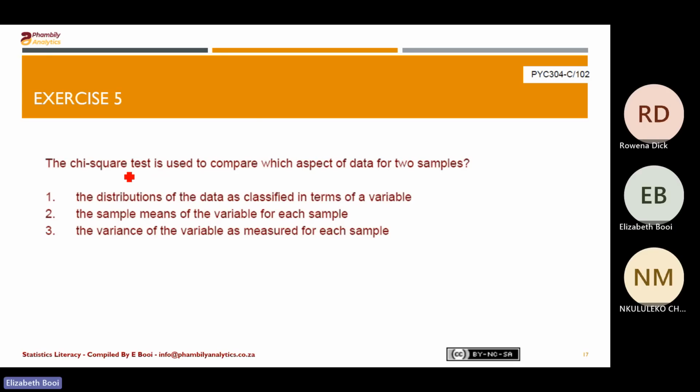Think about everything that we discussed today. Did we talk about mean or variance? If we didn't, then it cannot be, because if it's a chi-square test, you cannot calculate the mean or the variance of nominal data. Okay, so that leaves us with one. That is number one. As long as it talks about classified or classification, that will be number one.